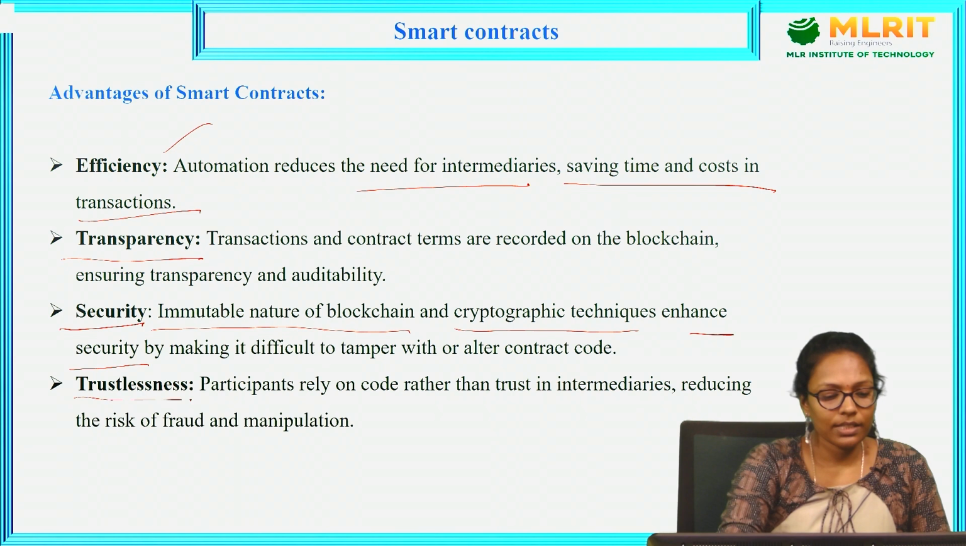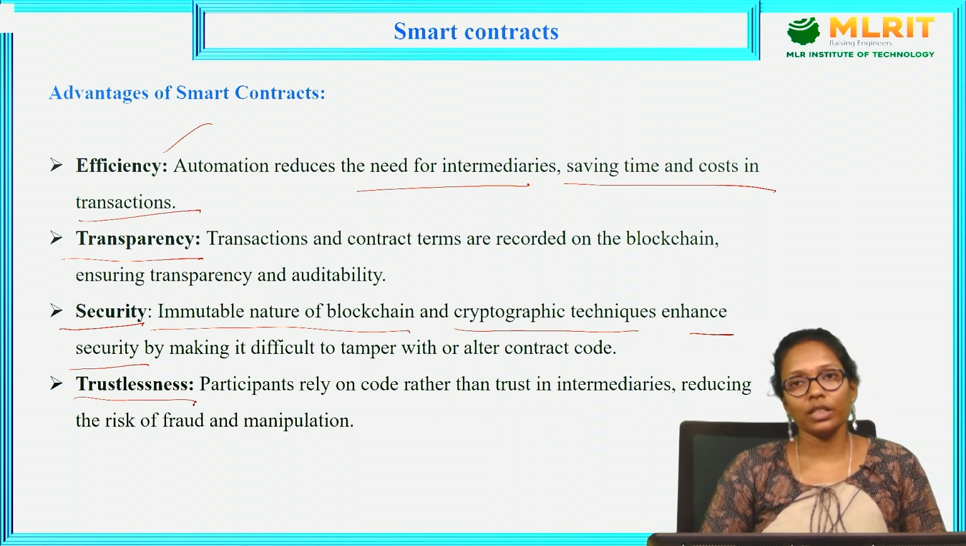Trustlessness, as we know, so even if I don't trust any person in the organization, still I can join in the network. Why? Because it is following the blockchain. No single person will take the decision. No central authority will take the decision, as it is following the blockchain.